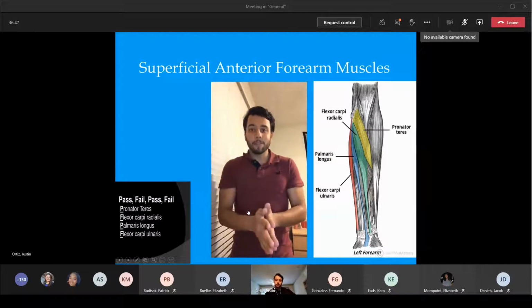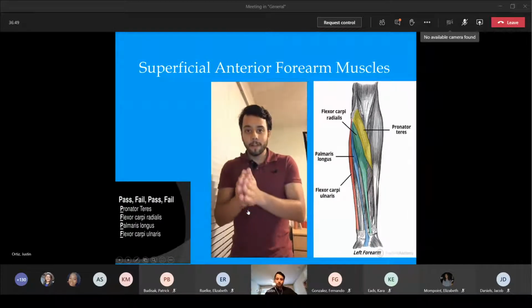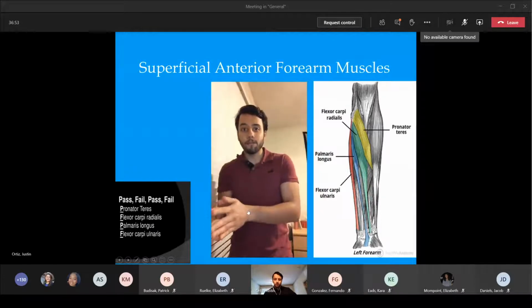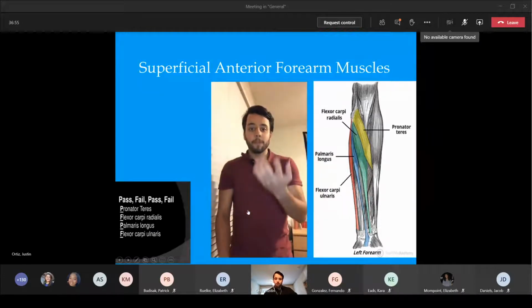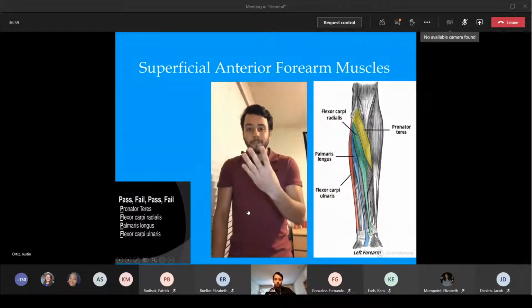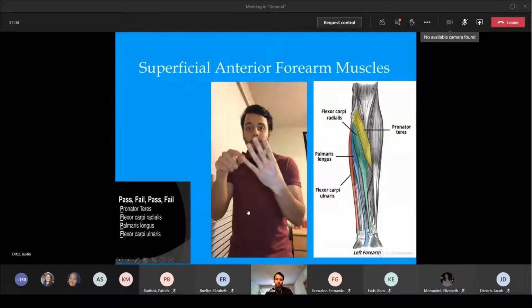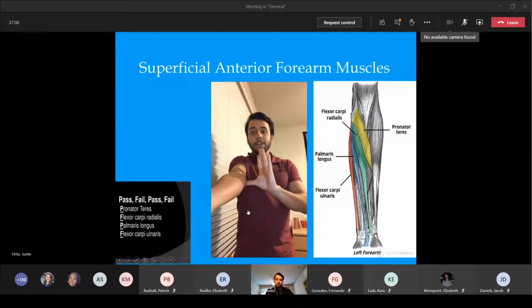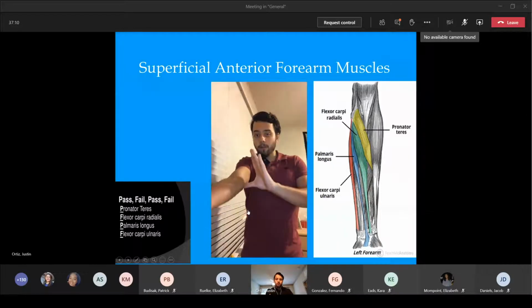The best way to remember that is to remember pass, fail, pass, fail. Each letter in pass, fail stands for a muscle. Hold your hand up just like so. You can hide your thumb. This is going to be pass, fail, right? I'm going to use my thumb to represent my medial epicondyle of my humerus, which is located right here.